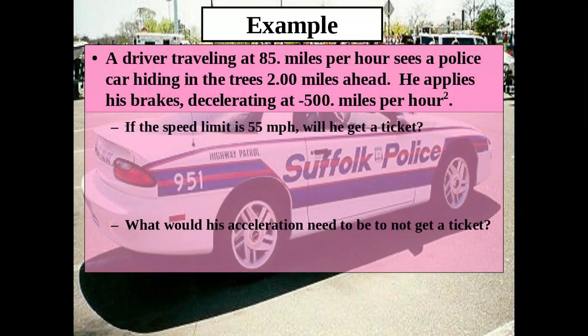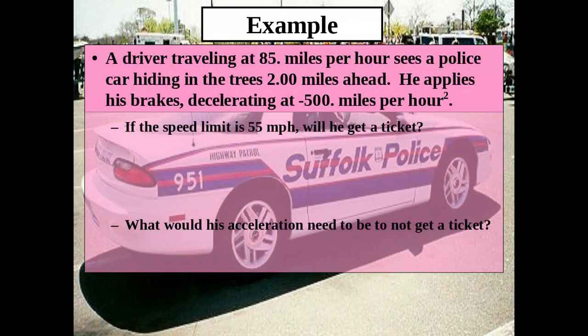In acceleration, if we were talking about deceleration, we do indicate it with a negative. So that's where your negative 500 miles per hour squared comes from. If the speed limit is 55 miles per hour, will he get a ticket?